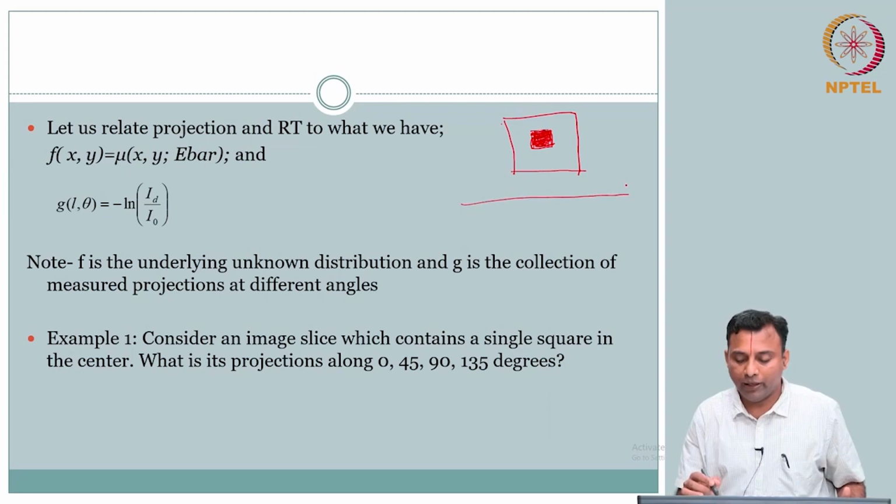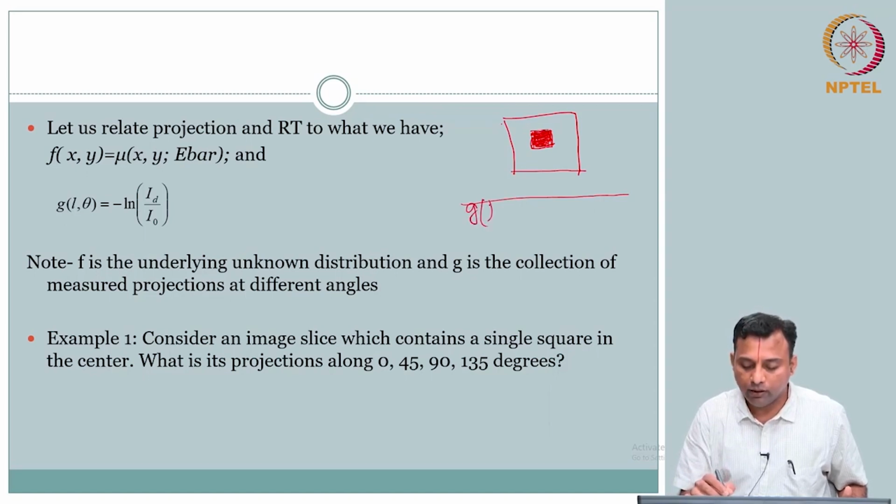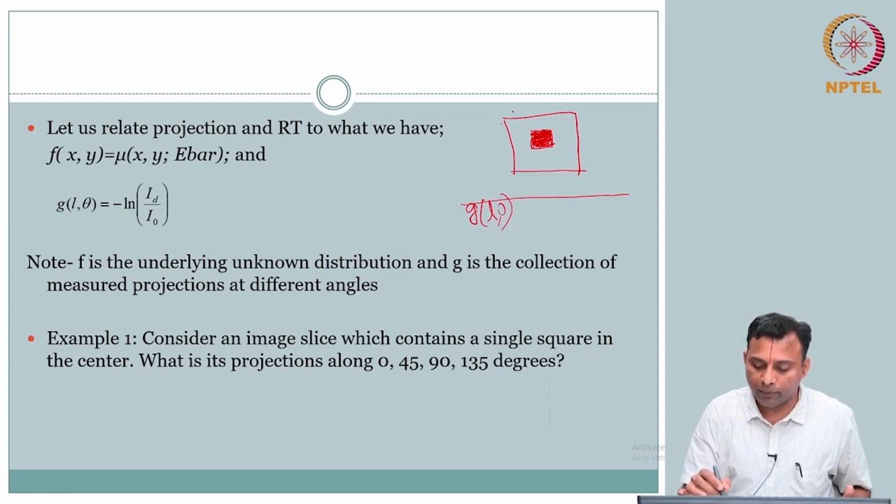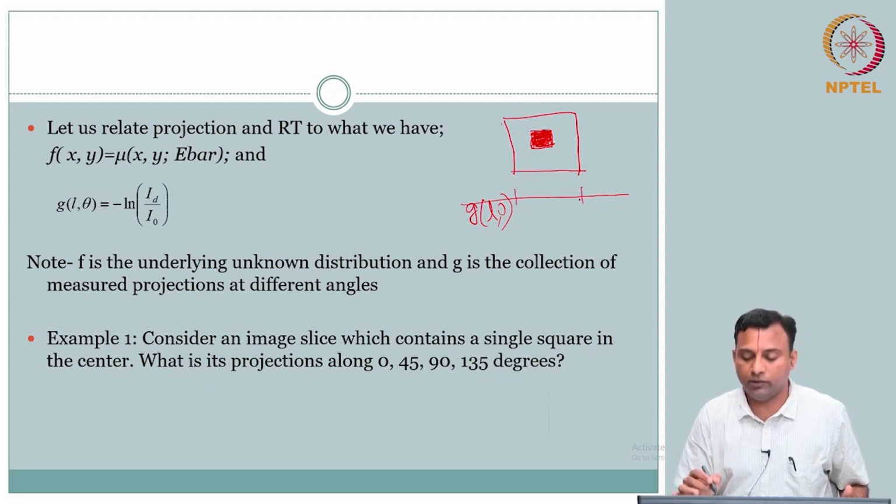So I am going to have my L, comma theta. Theta is 0 in this case because I am taking a simple one. So what is this value? What is this going to be? This is going to be my G of L comma 0, for example. What is this going to be? Brute force interpretation: it is a line sum, right? So this is my length. If I take this to be 0, minus L by 2 to plus L by 2, or whatever length you want to give this.